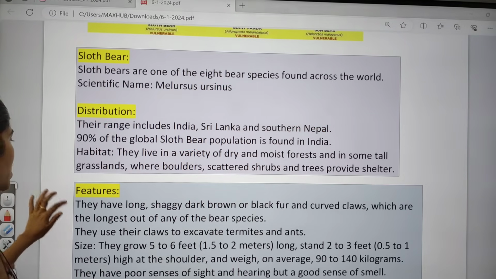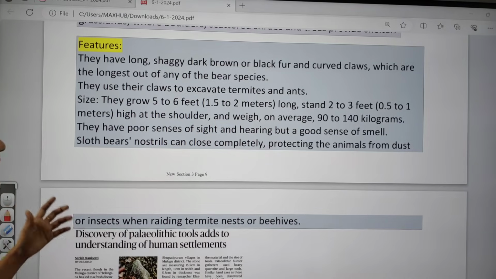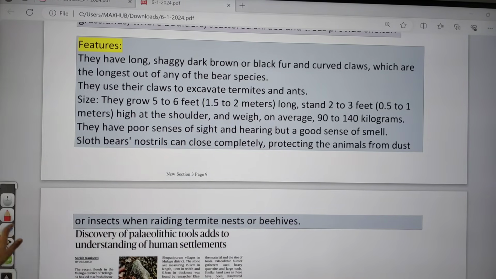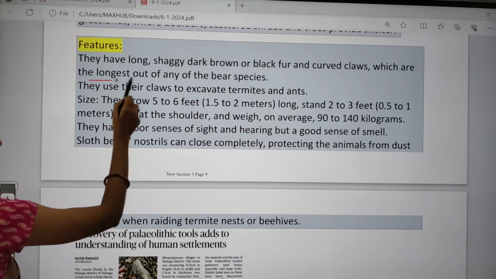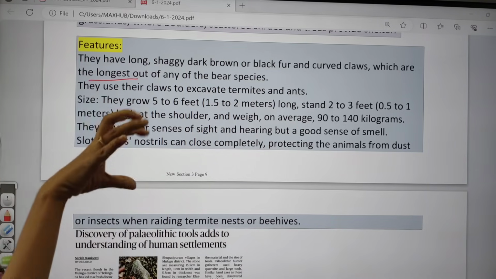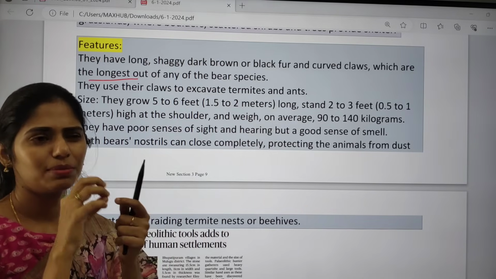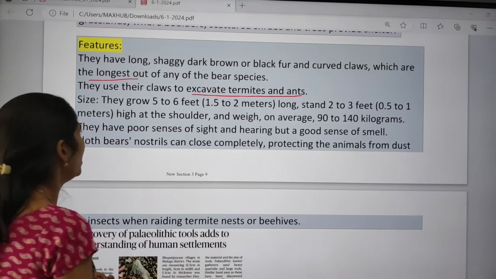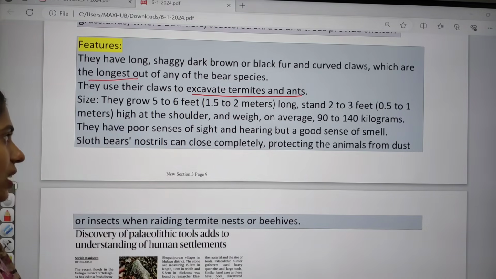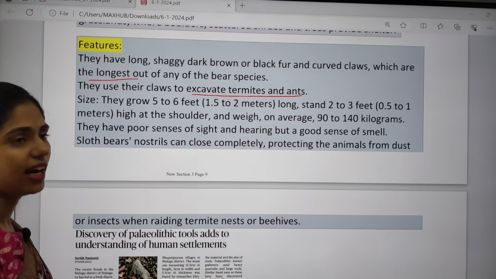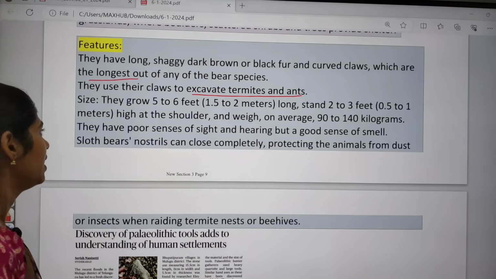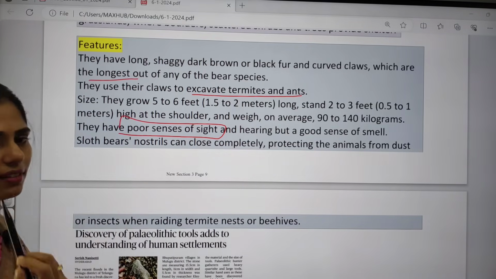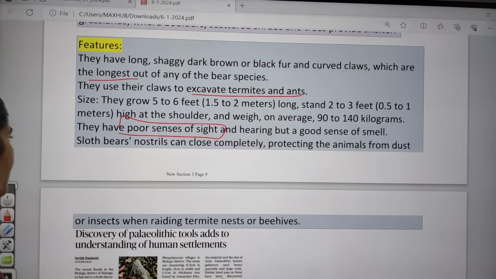What are the features? They have very long and shaggy dark brown or black fur. They have the longest claws of all the bear species, and they use their claws, which are nothing but nails, to excavate termites and ants. They grow up to 5 to 6 feet, and stand 2 to 3 feet high. They have very poor sight, but a very good sense of smell.